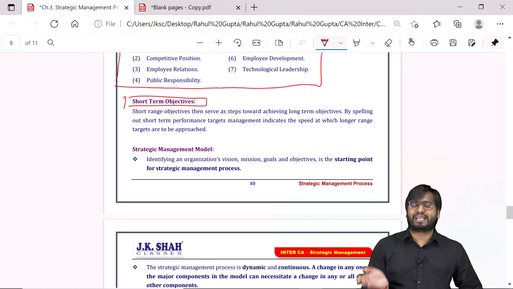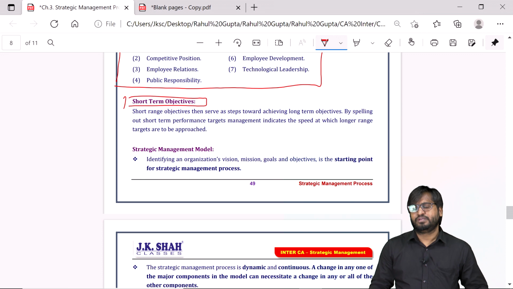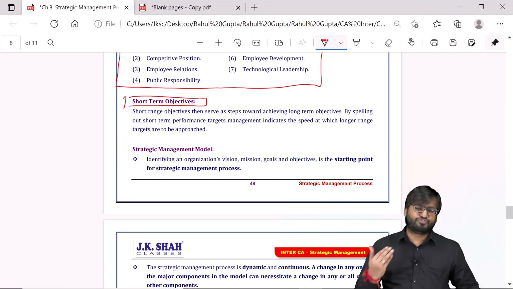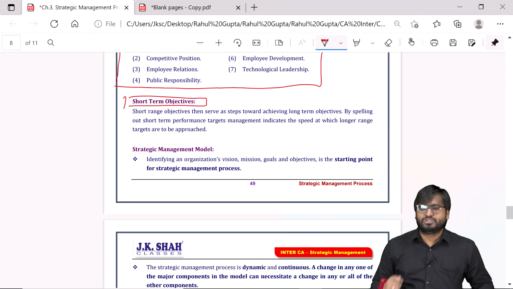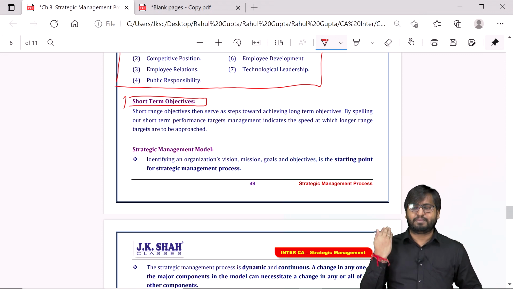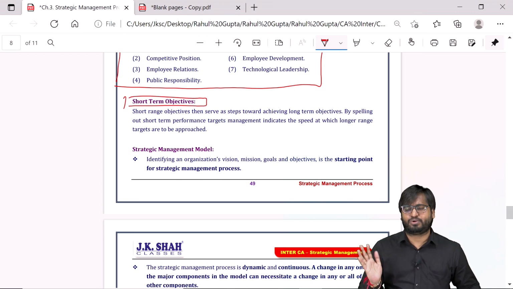What are the characteristics of objectives? What are the different types of objectives? Let's move further. Strategic management model. Again, a very simple question, important question to understand. Whenever I say important, it means from understanding point of view.